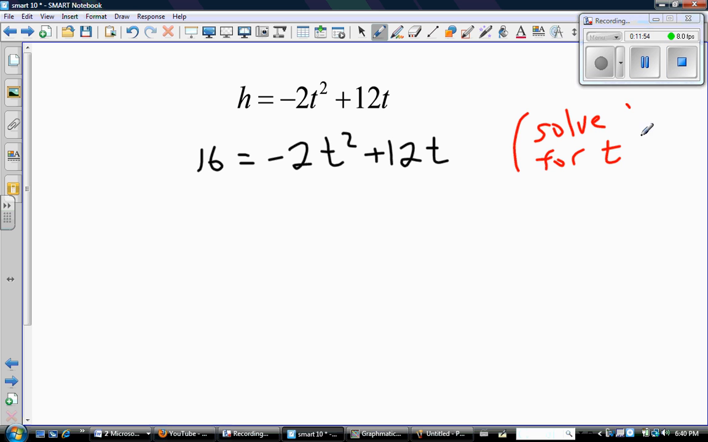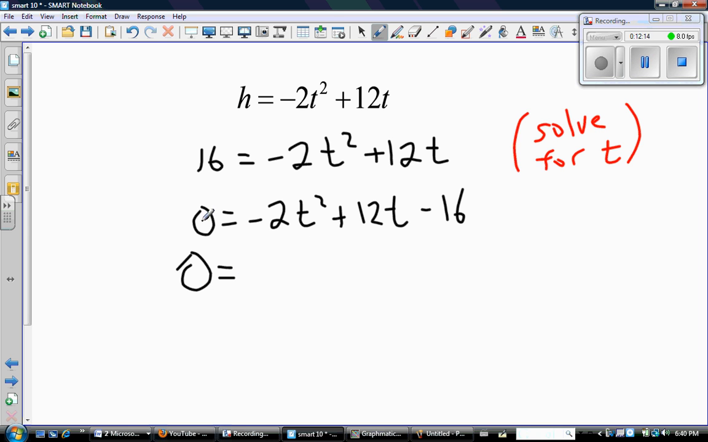So in a quadratic, you always have to make it equal to 0 if you intend on solving. So I'm going to subtract 16 from both sides. There we go. Now I'm going to divide everything by -2 because I want to simplify. So dividing everything, 0 divided by -2, divide by -2, divide by -2, divide by -2. So now I have a simple quadratic. Are there two numbers that multiply to give +8 and add to give -6?